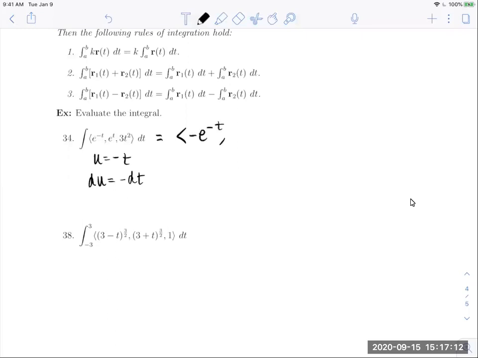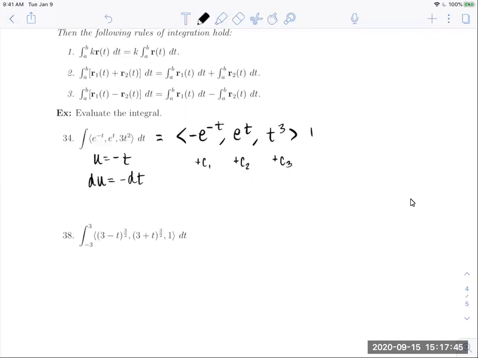The integral of e to the t is itself. And then the integral of 3t squared, you're just going to add 1 to that exponent, divide through, and you'll get t cubed. Now, this was an indefinite integral. So if you think back to Calc 1 and Calc 2, make sure you add your constant of integration. In this case, it's a constant in each term. So you can either tack on a plus C1, a plus C2, or a plus C3.